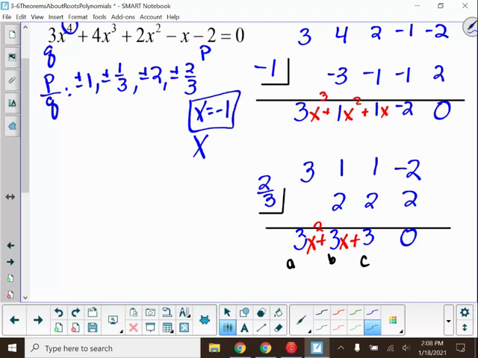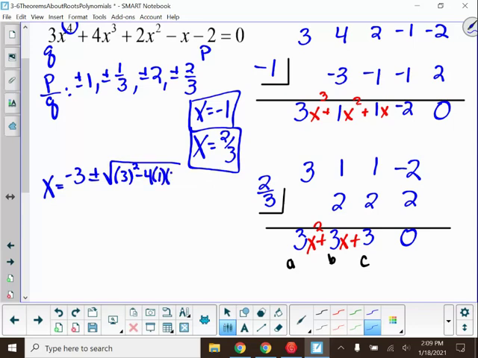So I know I have x equals -1, x equals 2/3. To find the other 2 solutions, I'm going to use quadratic formula. Again, you could do completing the square if you wanted to. Oh, that's not a 1, that should be a 3. 4 times 3 times 3, all over 2 times 3, which is going to be 6.